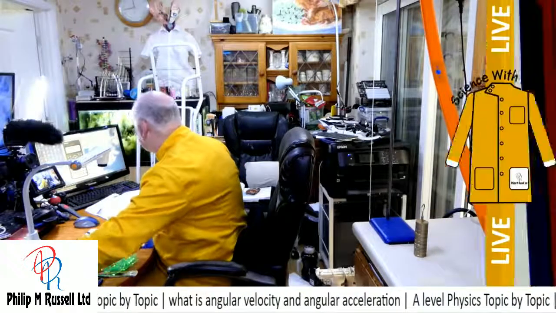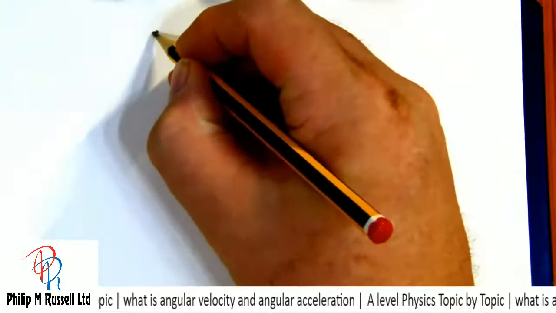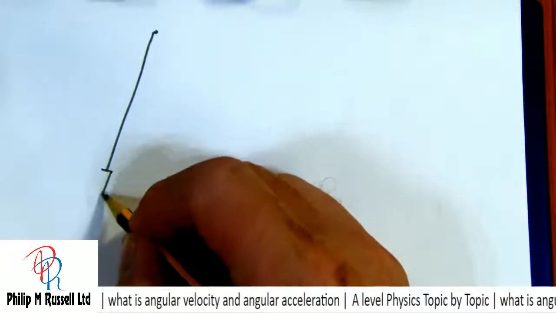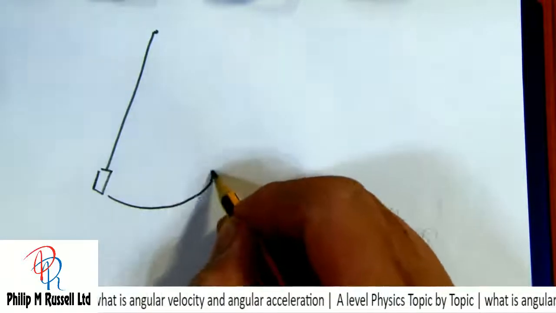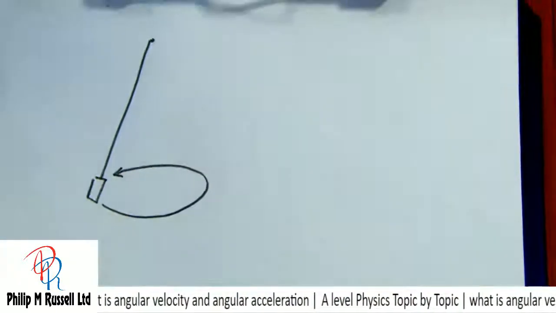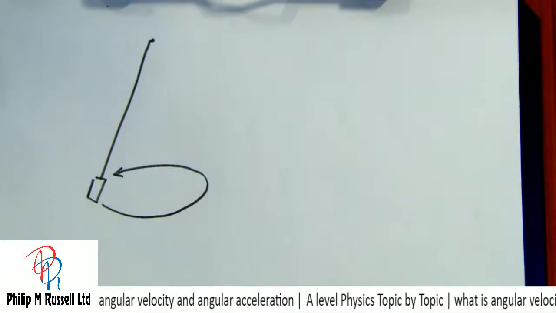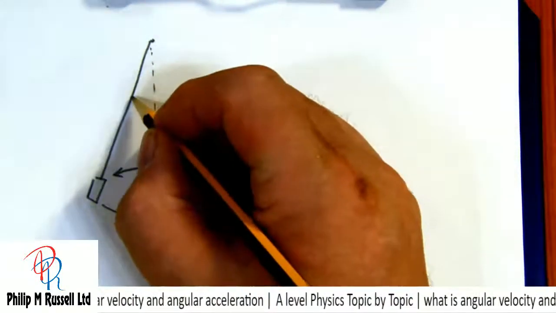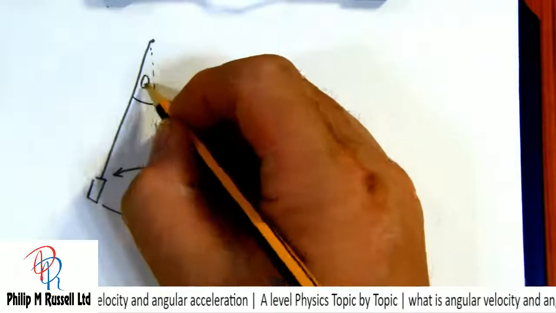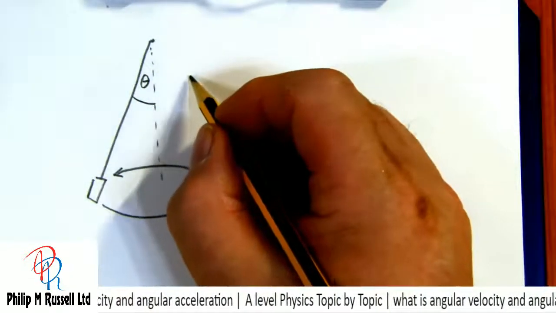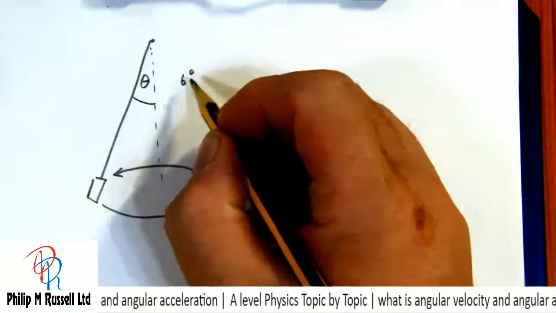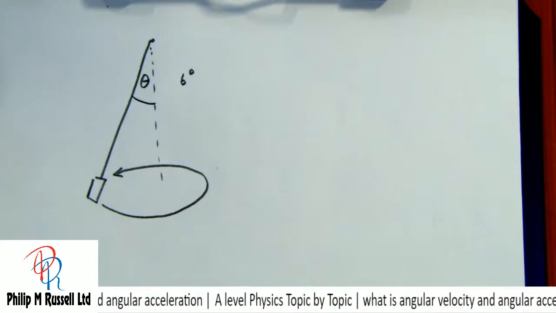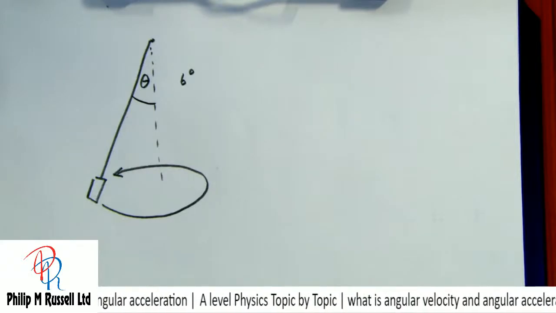So let's get you to have a look at the conical pendulum. Right, so it's a pendulum, but instead of moving left to right, it's actually going to move in this circular pattern. And what we can do with this is we can measure that angle, and for me that's around about 6 degrees. Basically I'm not trying to move this too fast.